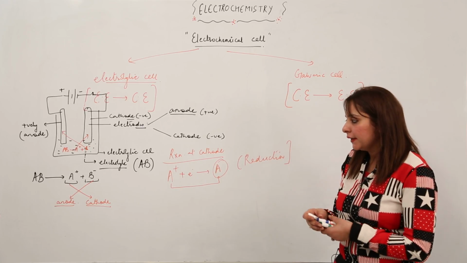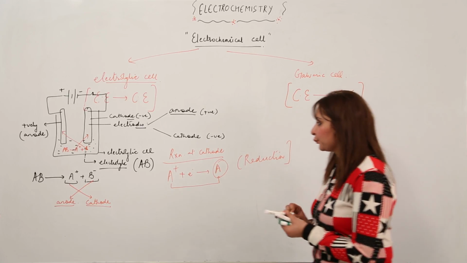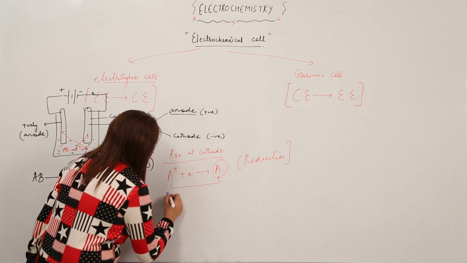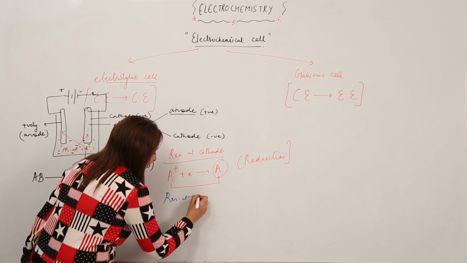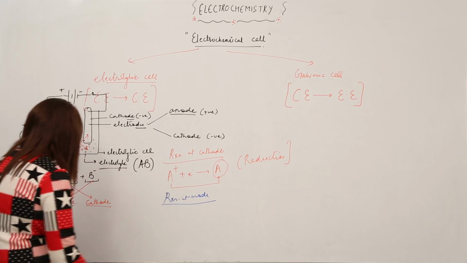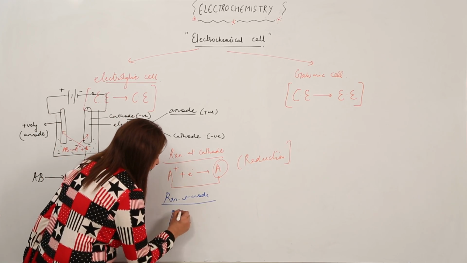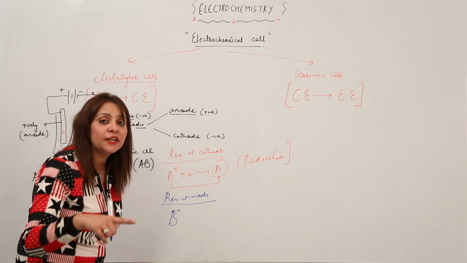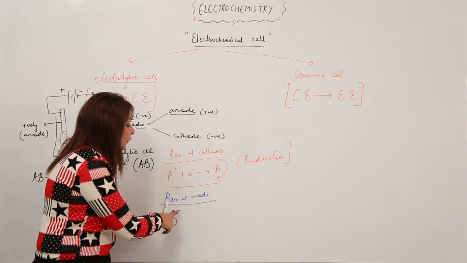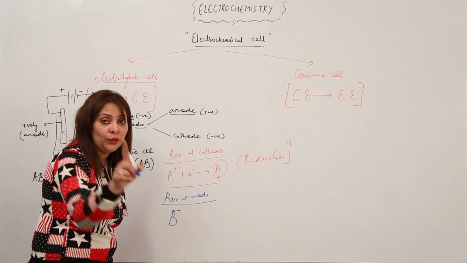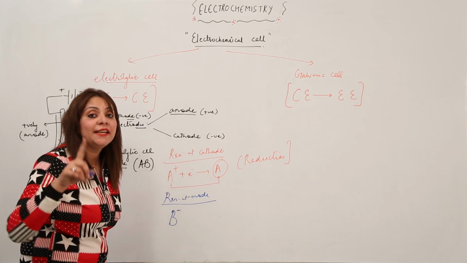So what happens at the anode now? What kind of reaction happens at the anode? What migrates to the anode? Obviously you can see B negative migrates to the anode. So why is it B negative? Because it has gained an electron. How many? It is equal to the number of charge. So as you can see, it has only one charge, so that means it has gained one electron.